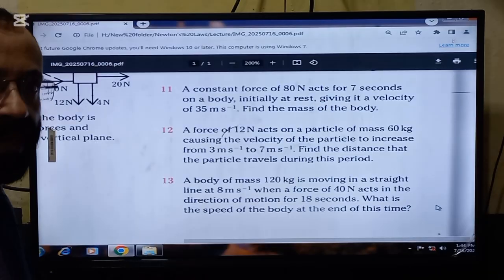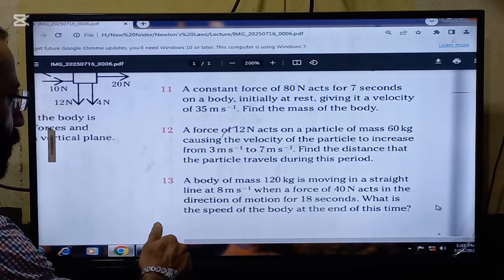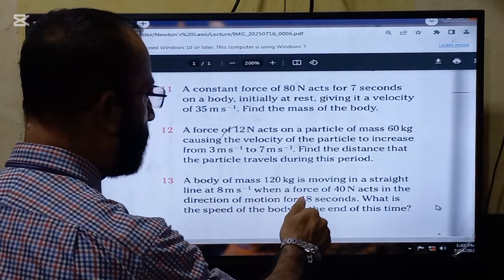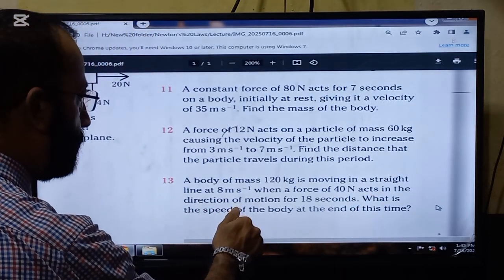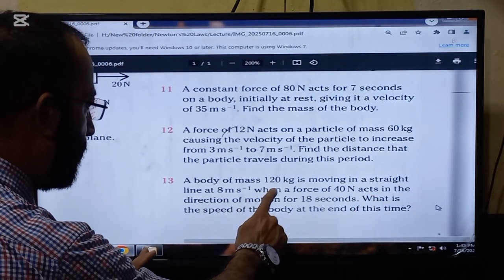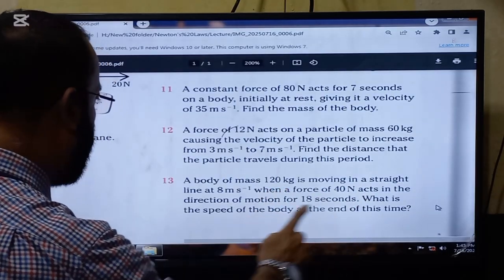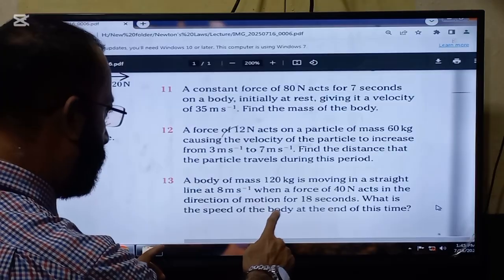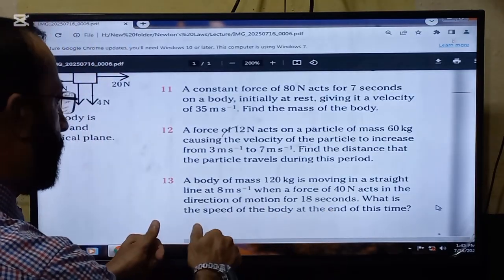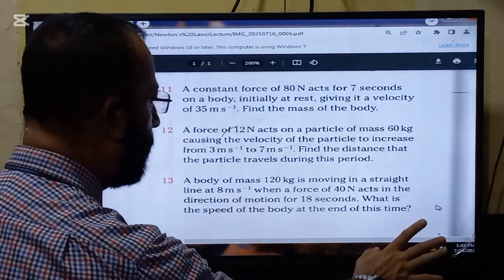Here is question number 13. The statement of the question is a body of mass 120 kg is moving in a straight line at 8 meter per second. So the data is M is 120 kg, in a straight line at this speed, when a force of 40 Newton acts in the direction of the motion for 18 seconds. So what is the speed of the body at the end of the time?